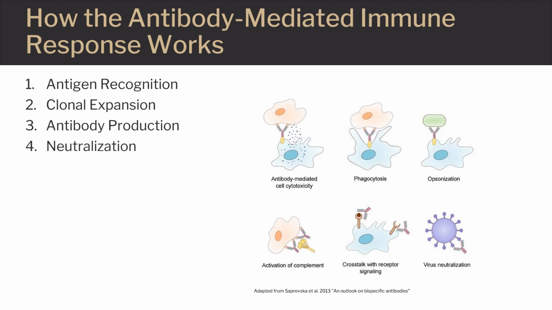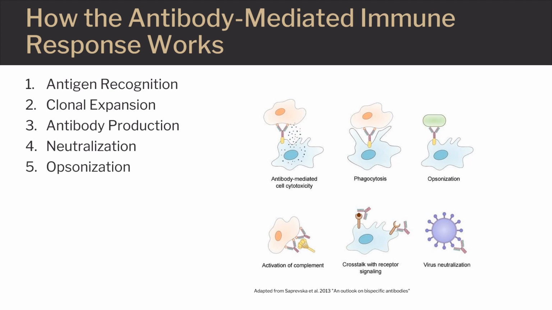4. Neutralization. Antibodies bind to the antigens on the surface of the pathogen, effectively neutralizing it. This binding can prevent the pathogen from infecting host cells and also marks it for destruction by other components of the immune system.